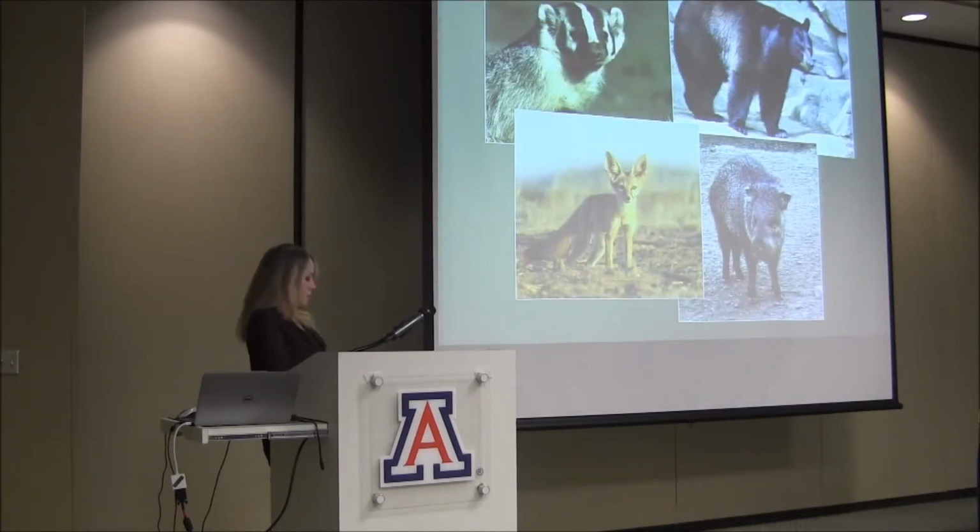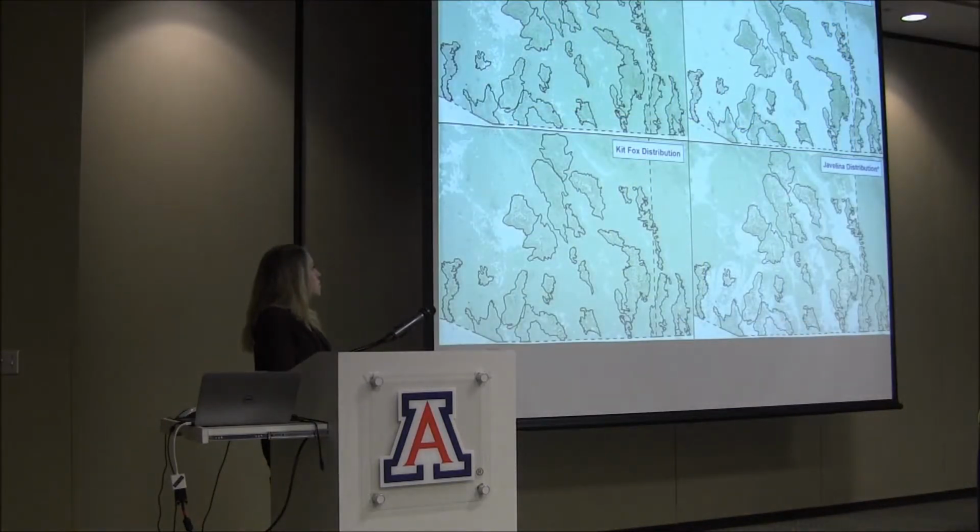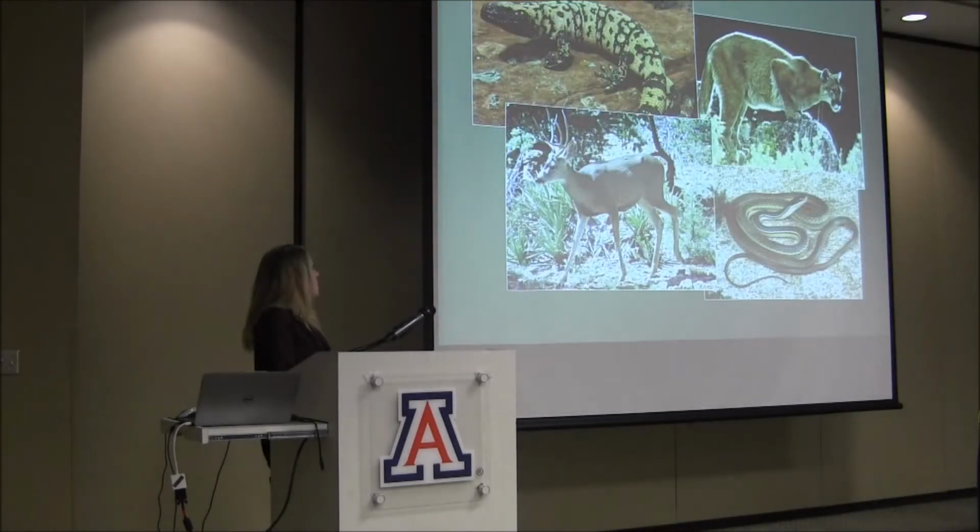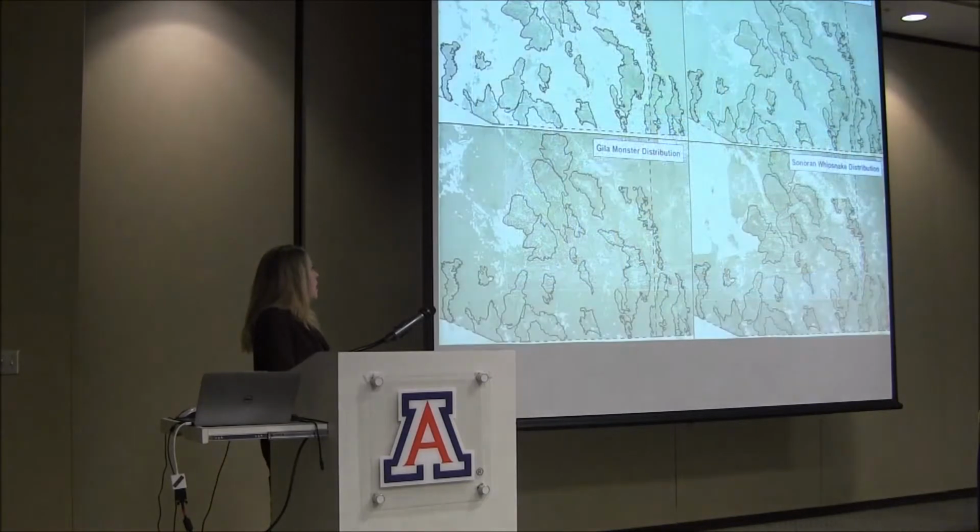So here are the species. We have badger, black bear, kit fox, and javelina. And then their range and distribution, seen in green. And then the next species, Gila monster, mountain lion, mule deer, and the Sonoran whip snake. And then their range and distribution.